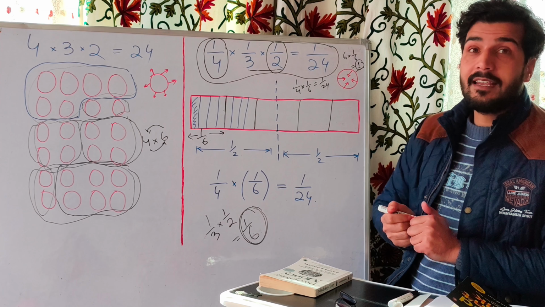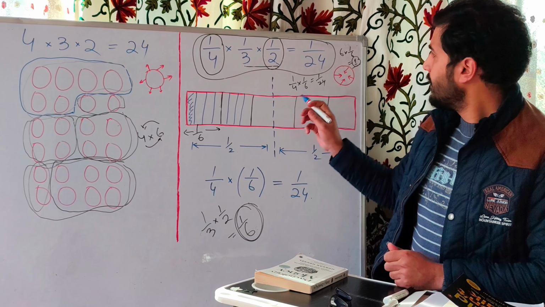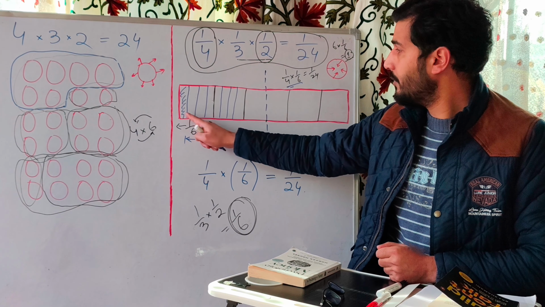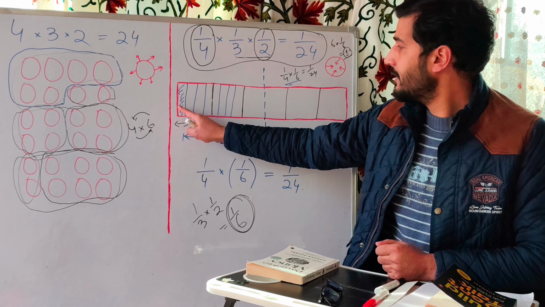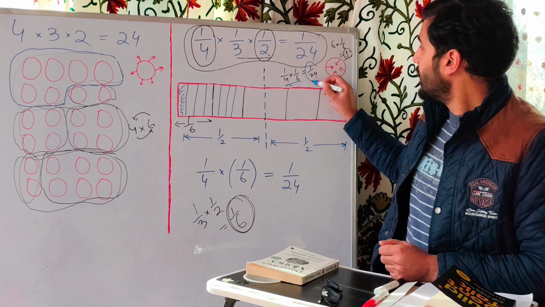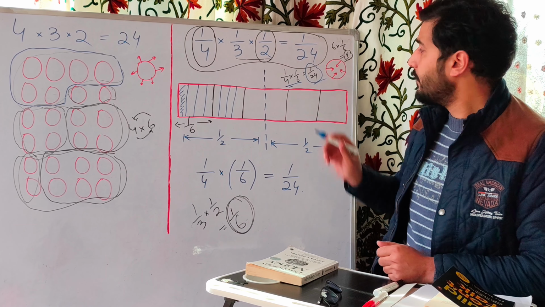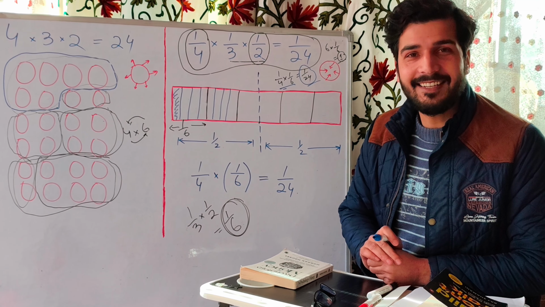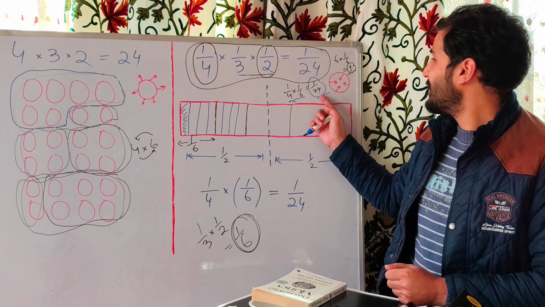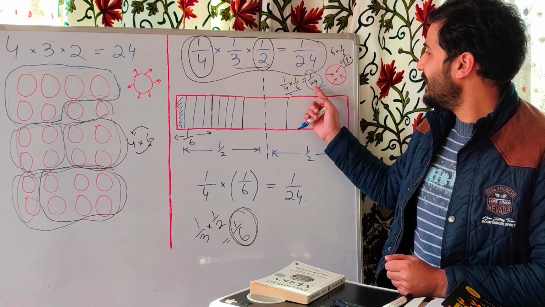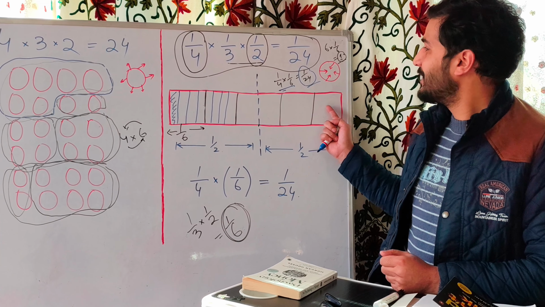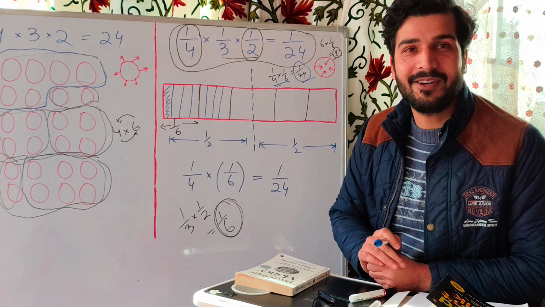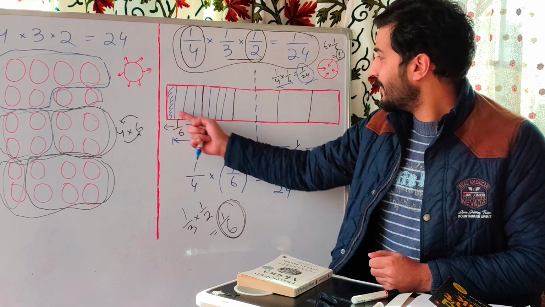But students are again confused. Sir, we got it that this is 1 by 4 of 1 by 6 and you showed it to us. This is 1 by 6. But what about this 1 divided by 24? In the answer we get 1 divided by 24. How can we represent this 1 by 24? See, this 1 by 24 is a part of the entire unit. So what is the entire unit? This is the entire unit.